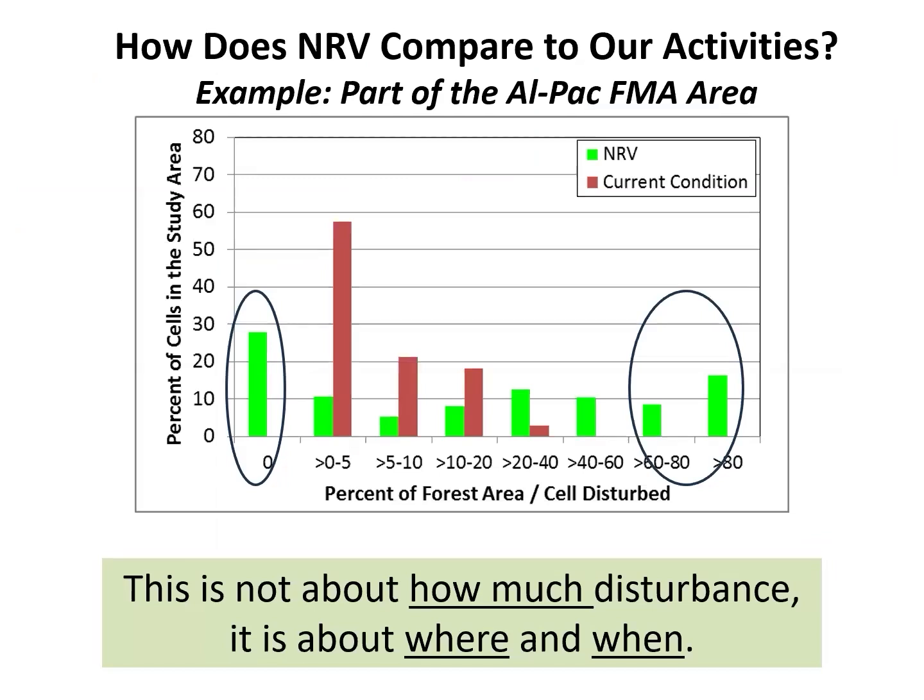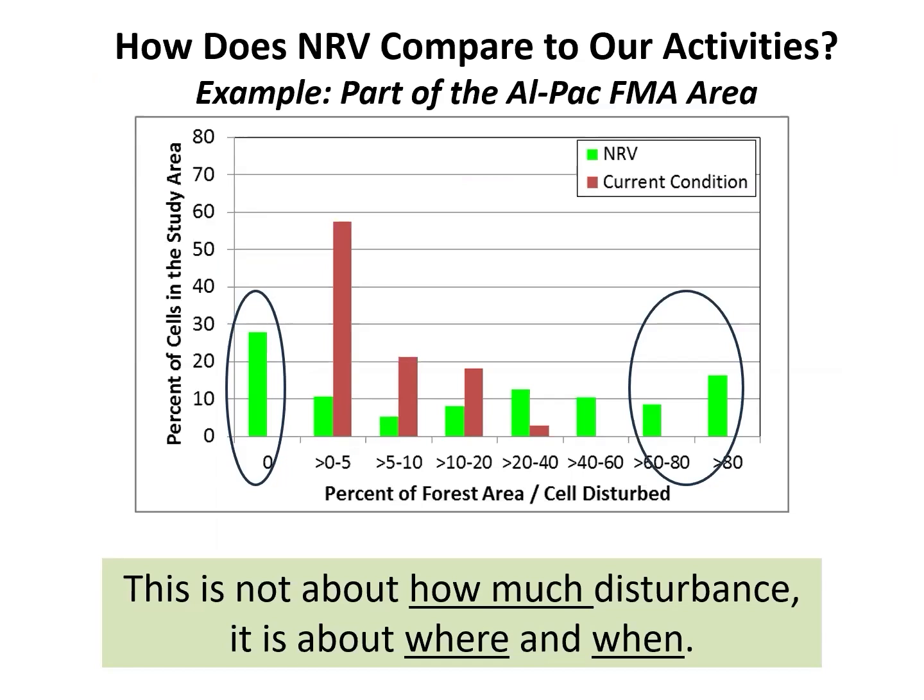So how does this compare to what we do? I'm only going to show you one graph like this, but I will say that I've done this for several different landscapes and FMA areas, and they all look similar. So what we do with our harvesting activity is it gets spread out.